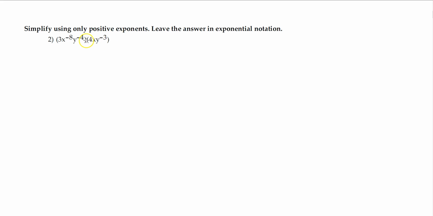Parentheses signify multiplication. There's no addition or subtraction in this problem anywhere, so these parentheses, although they're grouping these factors together, aren't actually separating anything other than all the multiplication. So I can remove the parentheses, and go one thing at a time.